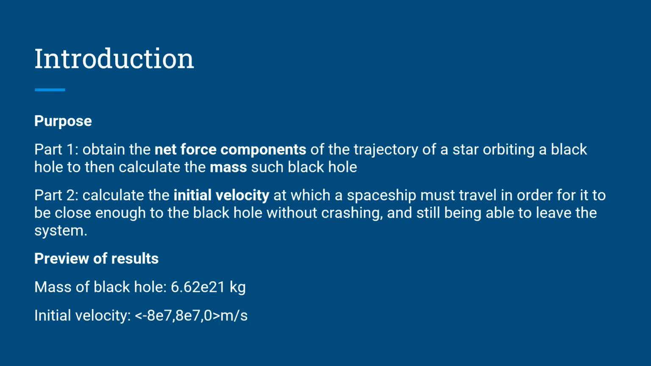The preview of our results is that the mass of the black hole was 6.62 e to the 21 kilograms, and the initial velocity was negative 8 e to the 7, 8 e to the 7, 0 meters per second.